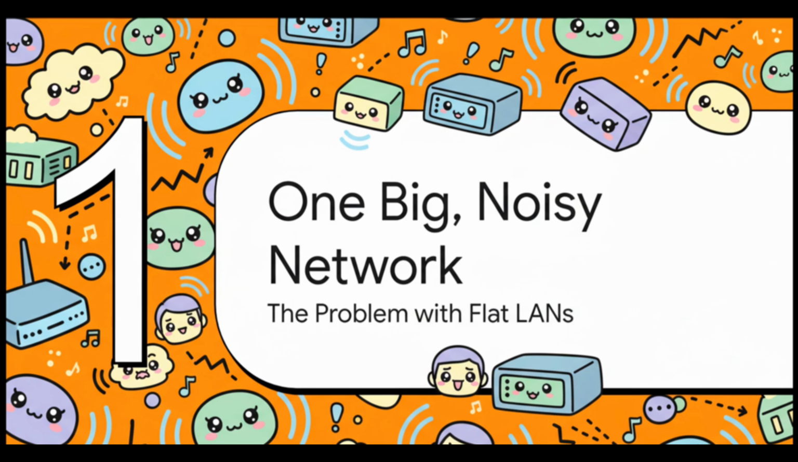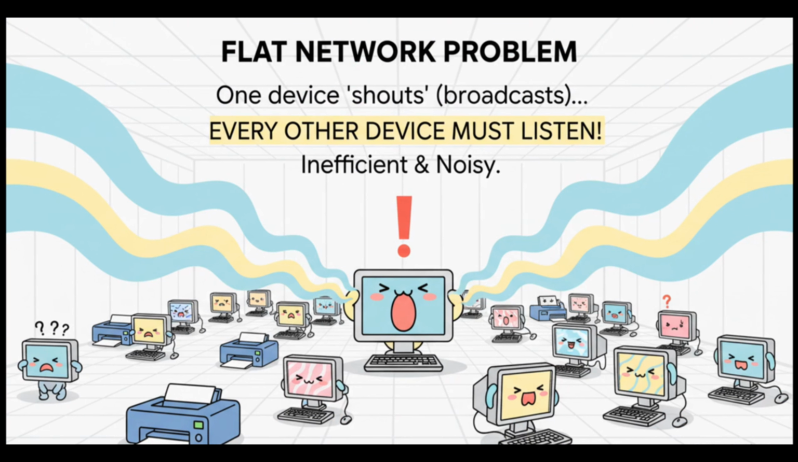All right, to really get why these virtual walls are so important, we have to rewind a bit and look at the problem they solve in the first place. And that problem is the absolute chaos of one big, flat, noisy network. Think of a traditional network, one without any VLANs, as a massive, wide-open office. Every single device, every PC, every printer, every server is just sitting out in the open in the same giant room. So what happens when one device needs to shout a message to everyone? Well, everyone has to stop what they're doing to listen, even if the message has nothing to do with them. It's chaotic, it's inefficient, and there's absolutely zero privacy.